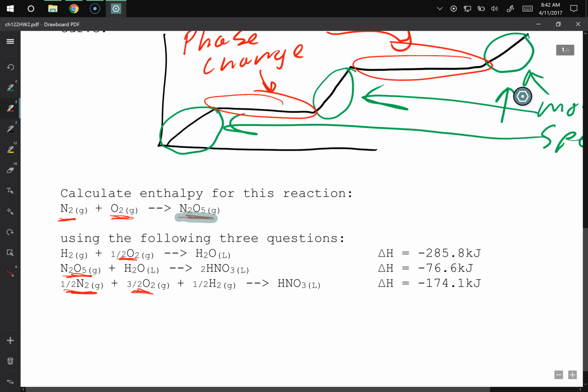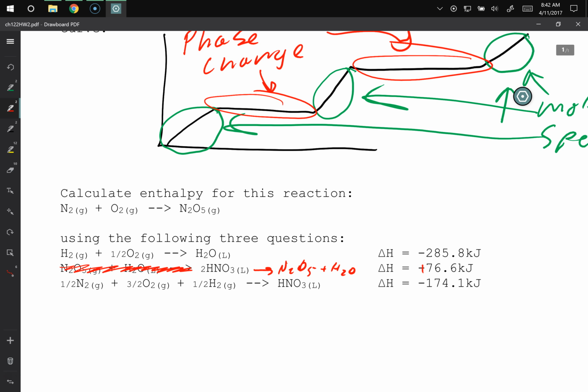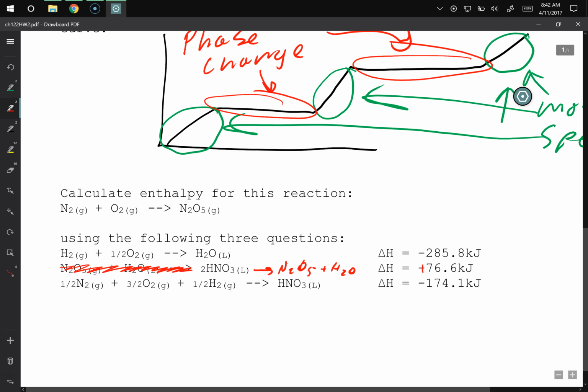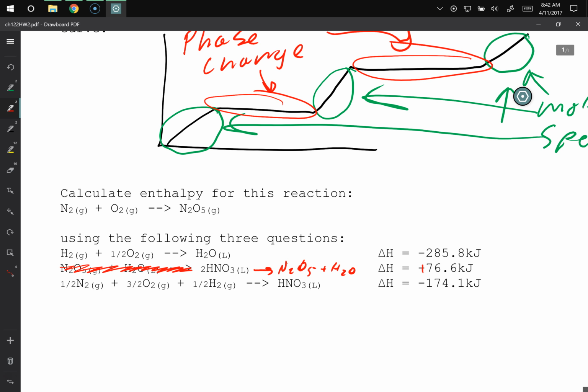So what I'm going to have to do with that middle equation? I'm gonna have to swap it around, swap the sign. I'll flip this around. I'll make that positive. All right, N2O5 here, and then I'll write water here. And so then all of this stuff is gone. Okay, so I have the N2O5 where I want it.